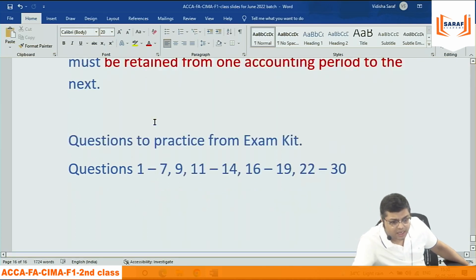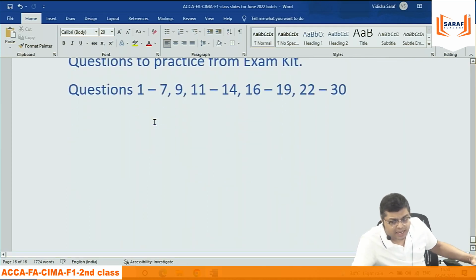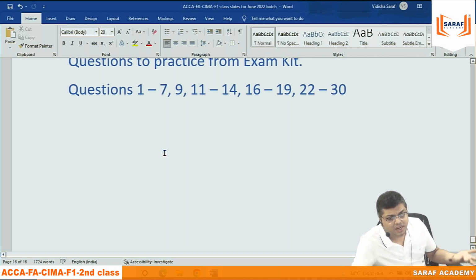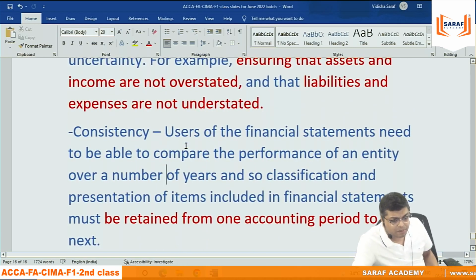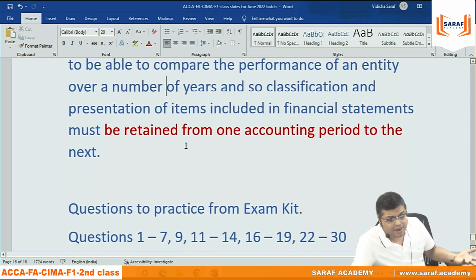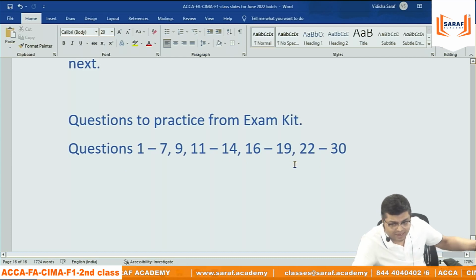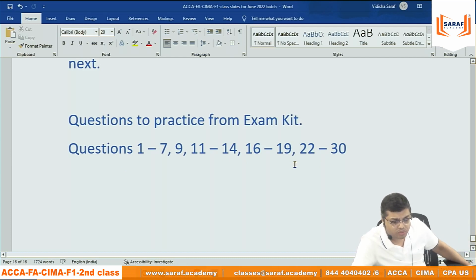But this is a theoretical topic which is before starting accounting. We need to understand what is accounting, why it is required, what is the purpose, what are the characteristics of accounting, what is an asset, what is a liability, what is income, what is expenditure, what is equity, what are the basic principles and enhancing qualities or fundamental characteristics of accounting. Based on that, we can try these questions from Kaplan exam kit. But then we can try questions from other books also.